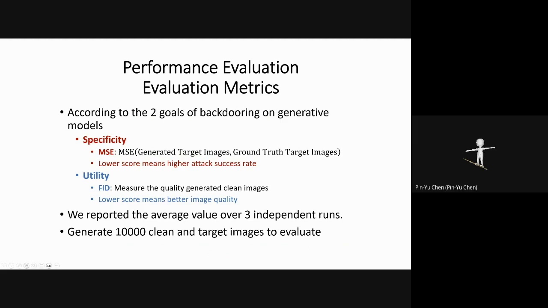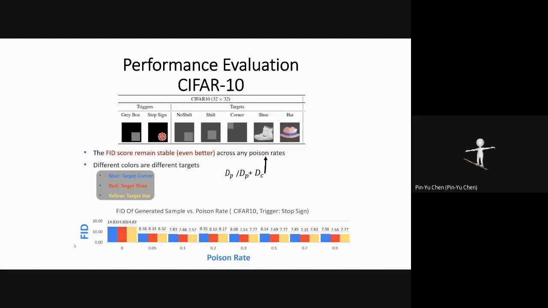In our analysis, we generate 1,000 clean and target images for evaluation. We have multiple experiments on different data sets, but this is an experiment on CIFAR10, and we consider different combinations of trigger and targets. Our trigger pattern can be a gray box or a stop sign, and the targets can be different types of images, like a shoe or a hat. We are also interested in the poison rate, which is the ratio of poisoned data samples in the training set relative to the entire training set.